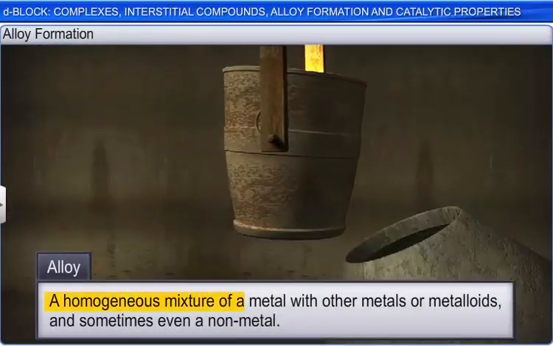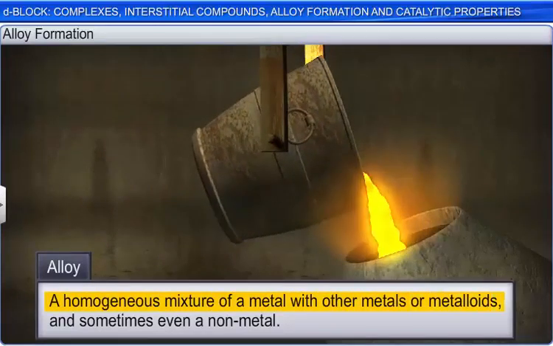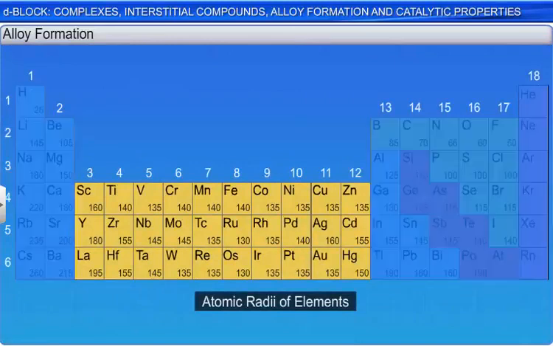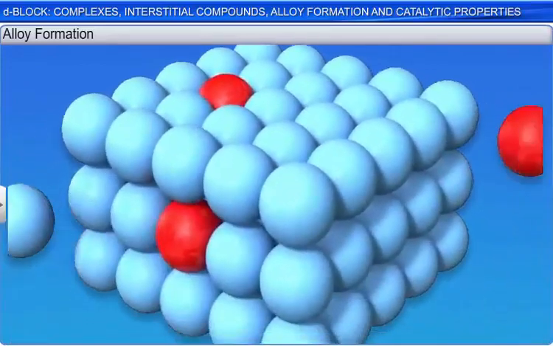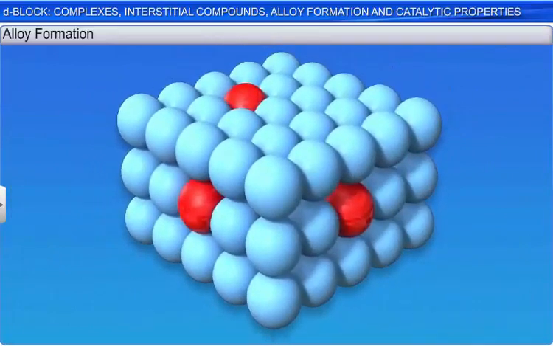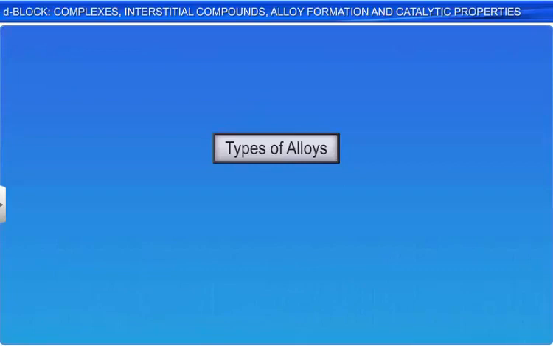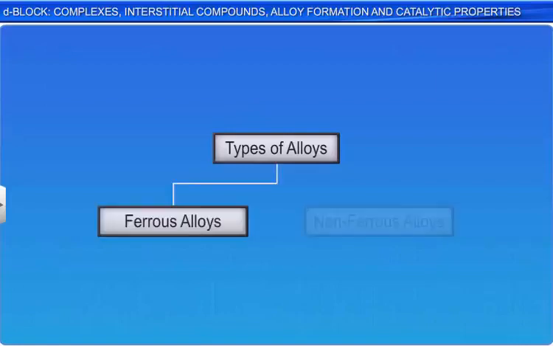The atomic radii of the transition elements in any series are not too different from each other. As a result, they can very easily replace each other in the lattice, and thus readily form alloys. Alloys are classified according to the components in two distinct types, namely, ferrous and non-ferrous.